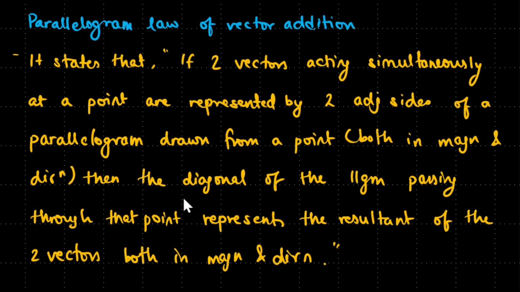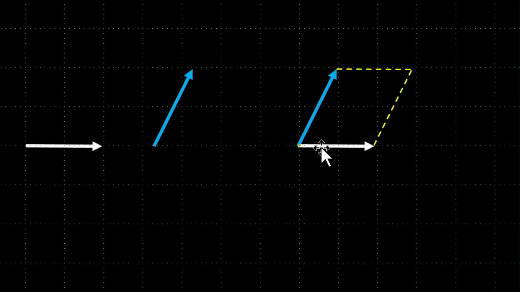Then the diagonal of the parallelogram passing through that point represents the resultant of the two vectors, both in magnitude and direction. So we have these two vectors, and we want the resultant of this blue vector and this white vector.